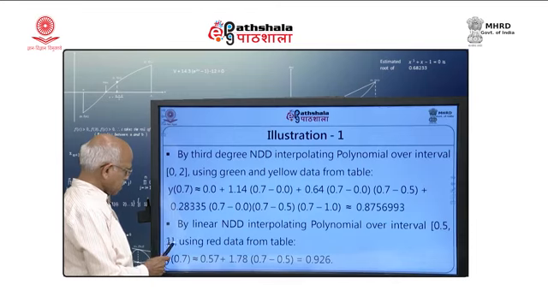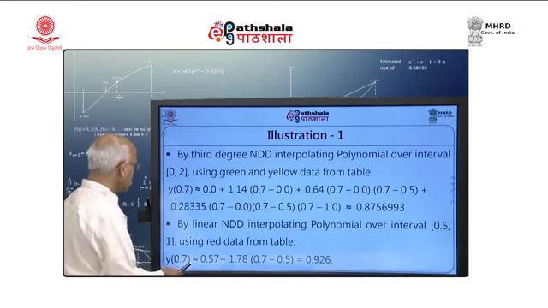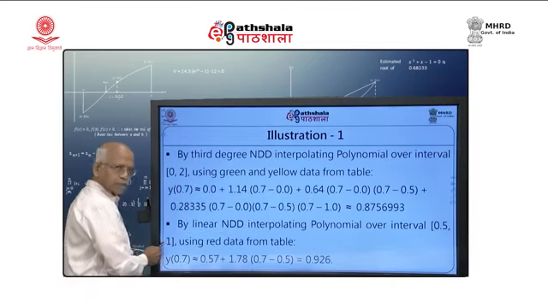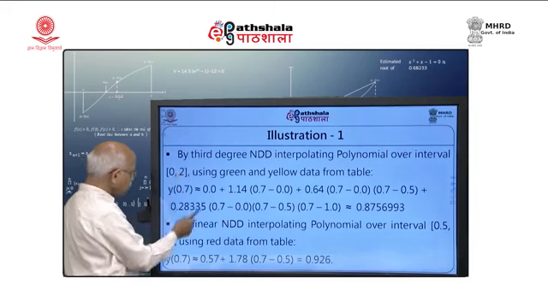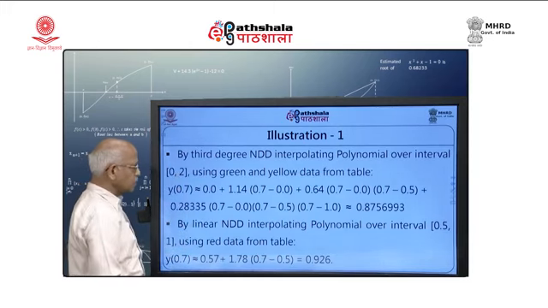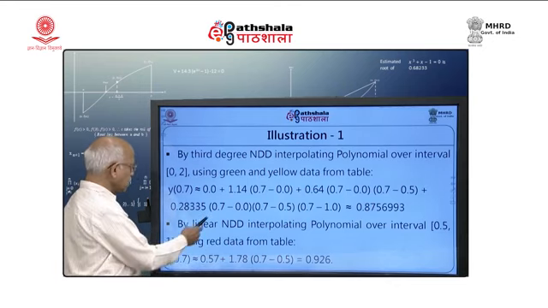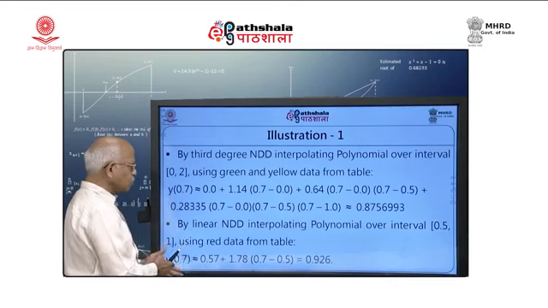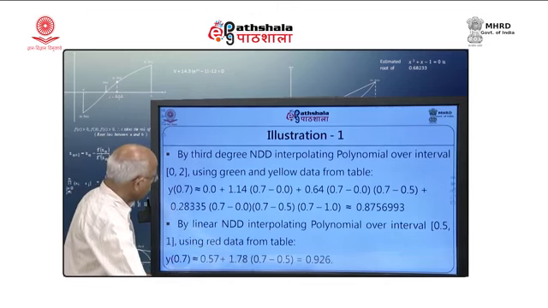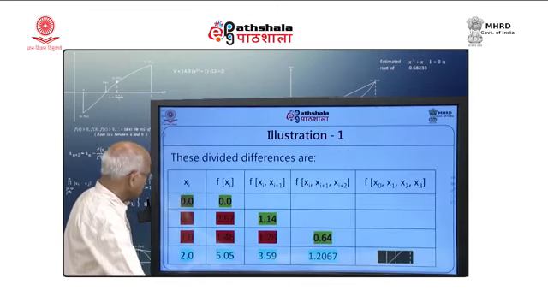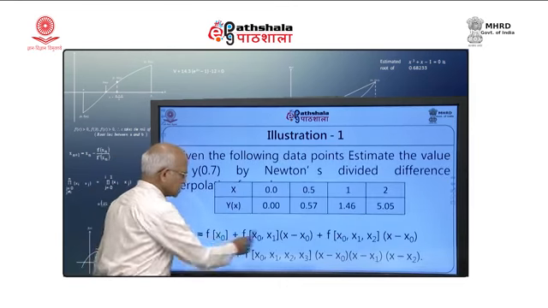So, by now 0.7 also lies in the interval 0.5 to 1, and now there are only 2 nodes. So, I can compute this value by the linear Newton's divided difference interpolating polynomial. The first degree Newton's divided difference interpolating polynomial will have only 2 terms, and these 2 terms will be given by this and this.